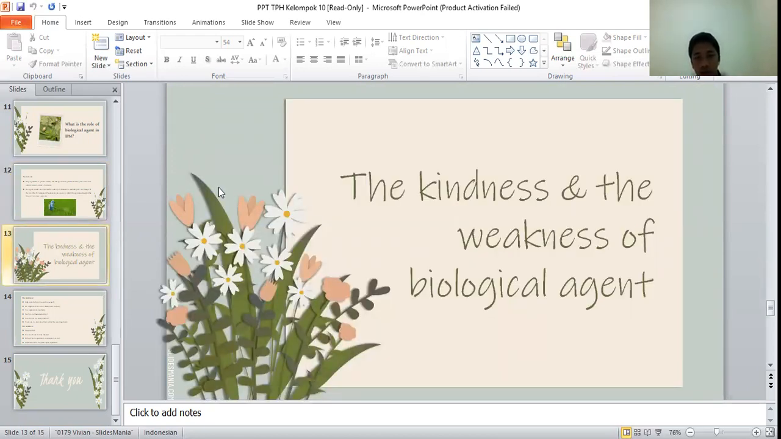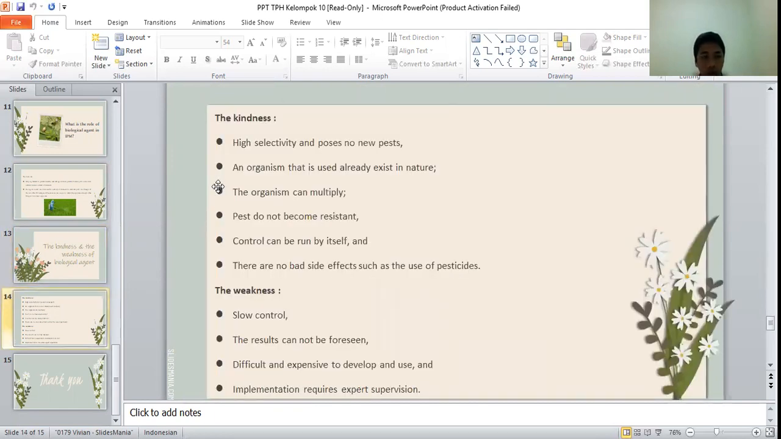The advantages and weaknesses of biological agents. Next. The advantages: 1. High selectivity and poses no new pest. Number 2. The organism that is used already exists in nature. Number 3. The organism can multiply. Number 4. Pests do not become resistant. Number 5. Control can run by itself. And number 6. There are no bad side effects such as those from the use of pesticides.